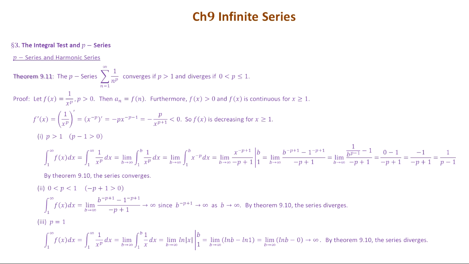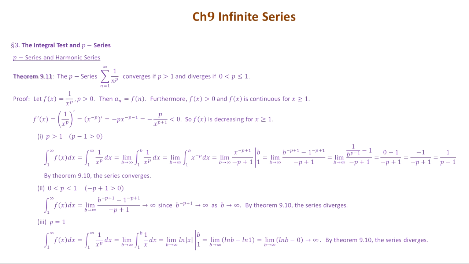So you raise b to a positive power, with b approaching infinity, so the whole thing also approaches infinity. So the result is infinity for this integral. That means the integral diverges. So by the integral test, the series also diverges. So when p is greater than 0 and less than 1, this series, the p series, diverges.